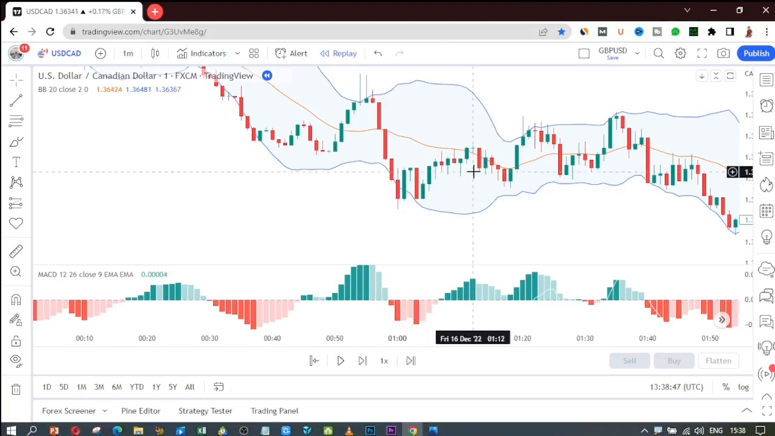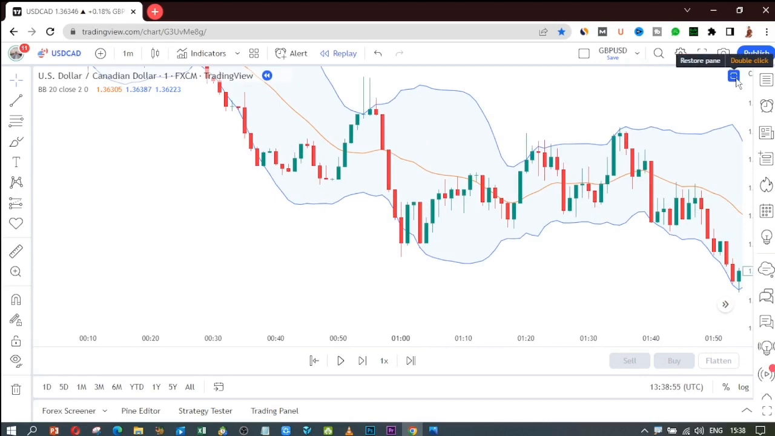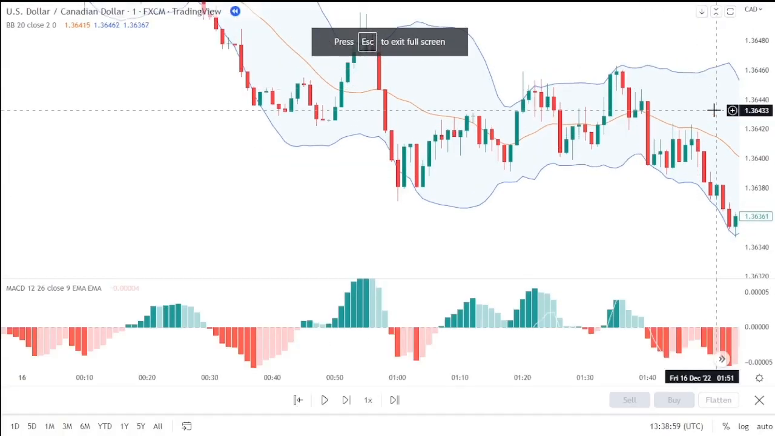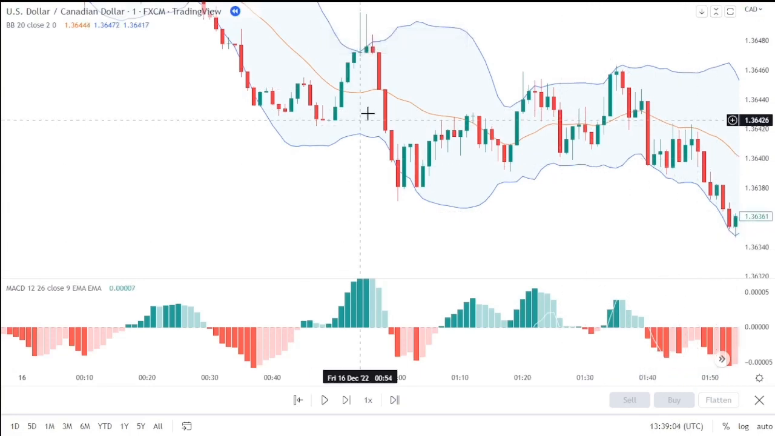But we want to combine this with what is called divergence, right? So there are two types of divergence. The first one is called the hidden divergence, and then the other one is called the positive divergence, right? So here's how divergence works.